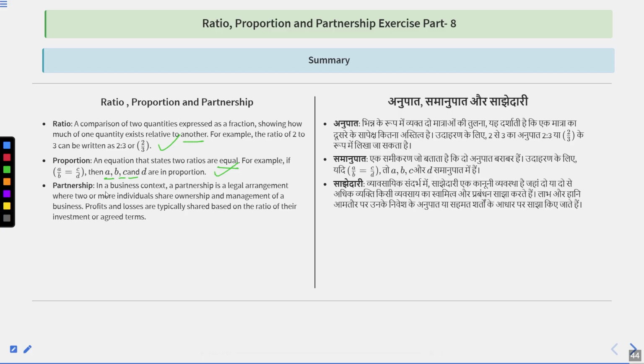What is partnership? In a business context, a partnership is a legal arrangement where two or more individuals share ownership and management of a business. Profit and losses are typically shared based on the ratio of their investment or agreed terms.